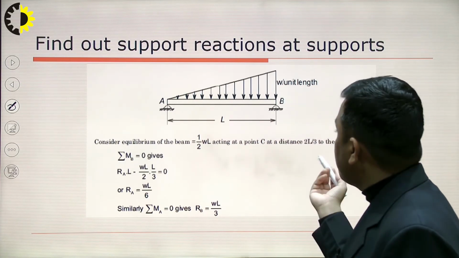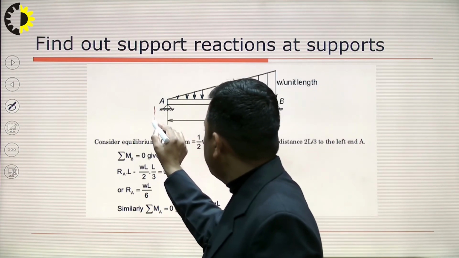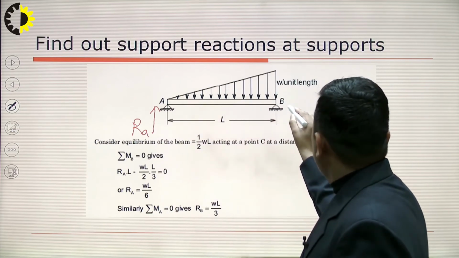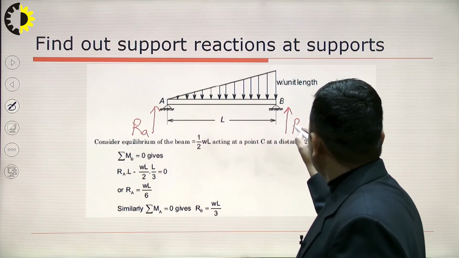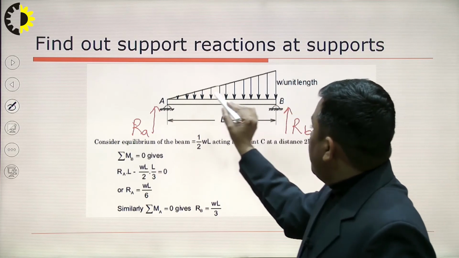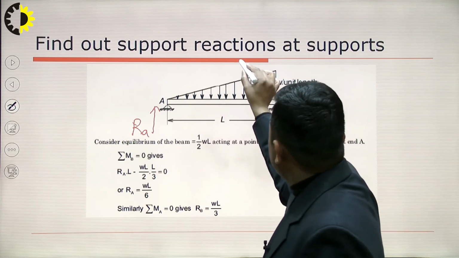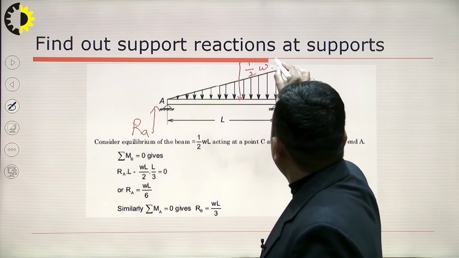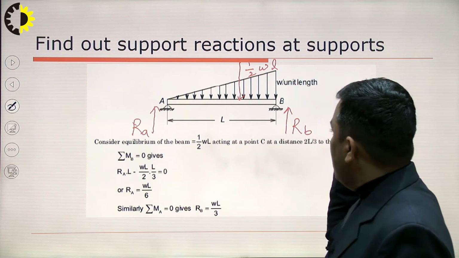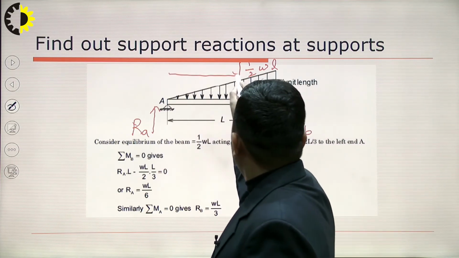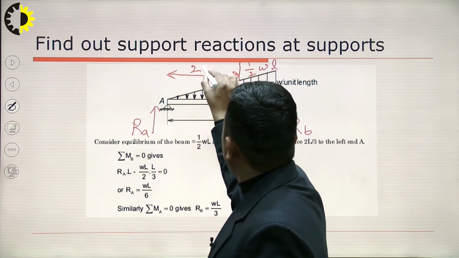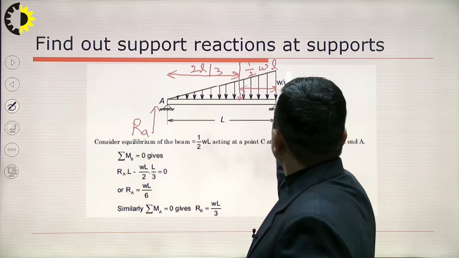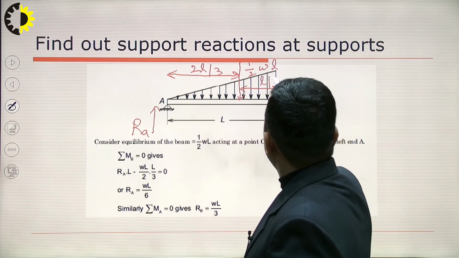So first, what are the forces? If it is a simply supported beam, then there will be one reaction force Ra and another reaction force Rb, and it is a UVL. Its net effective load will be half into W into L, the area of this triangle. And where will it be effective? From the start point of the UVL, it will be at 2L by 3, and from the end point, it will be at L by 3.